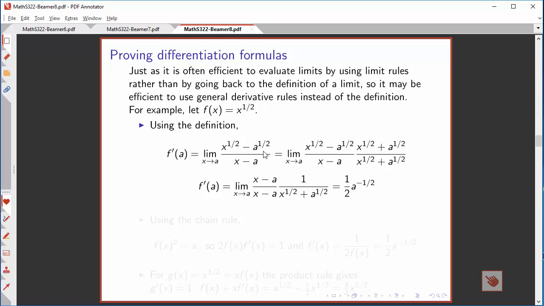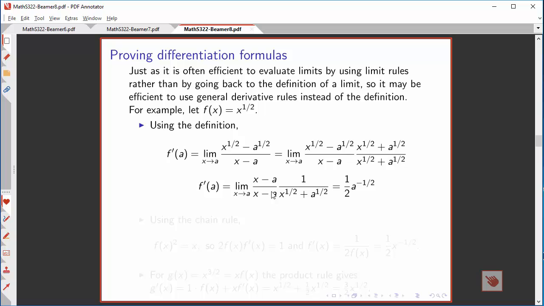Well, we have to take the limit of x to the 1/2 minus a to the 1/2 over x minus a. You do that by multiplying numerator and denominator by the sum of these square roots, which is going to give us in the numerator x minus a. We've already got an x minus a in the denominator. We've got an x to the 1/2 plus a to the 1/2 in the denominator.